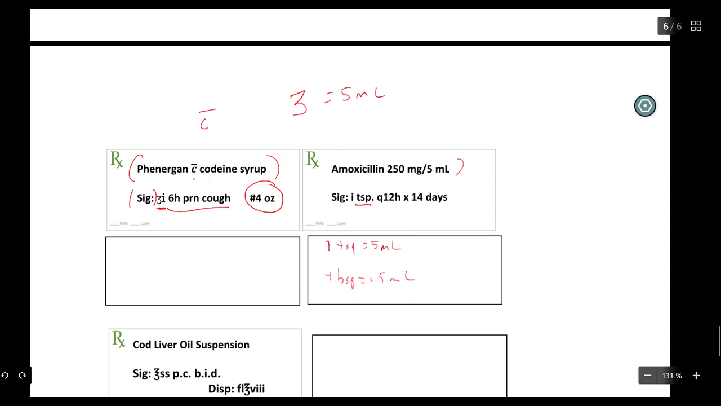And we learned over here that if you see that fluid dram symbol in the SIG, meaning in the directions, and it's got something that has Roman numerals after it, or 1, anything like that, this is going to be interpreted as 5 mLs when it's in the SIG, when it's after the SIG. If it's not in the SIG, it's going to be interpreted differently, which I'll show you.